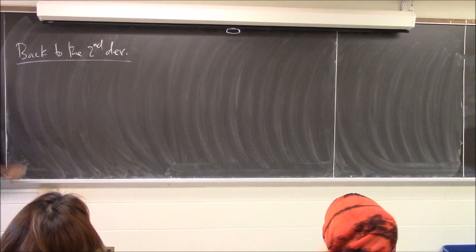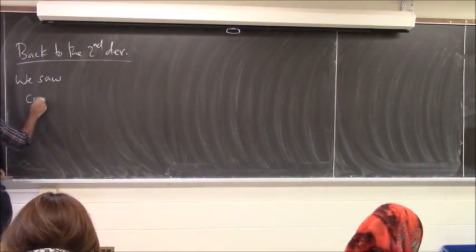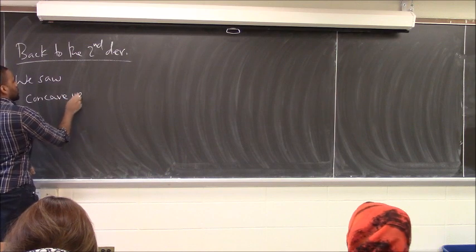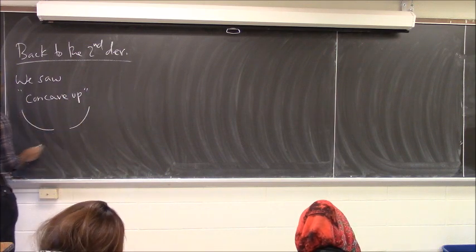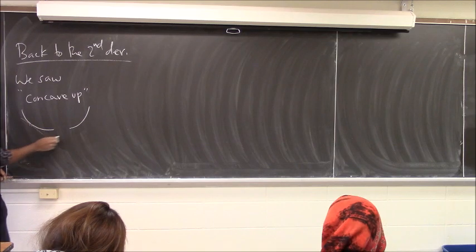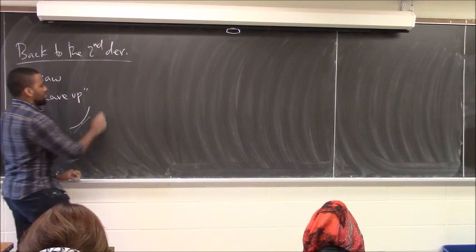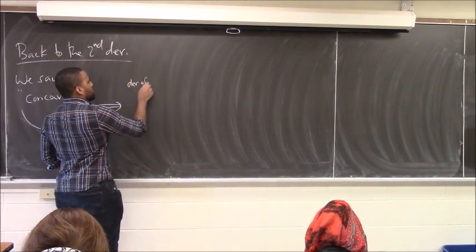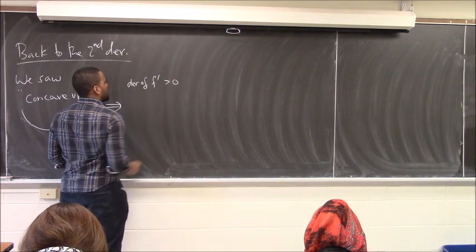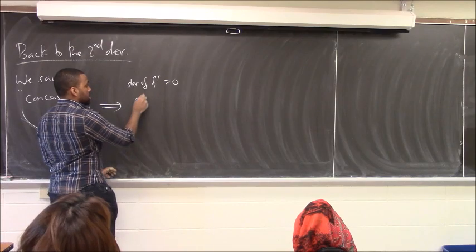Right? So we saw, if you were concave up, quote unquote, that refers to a shape like this, where the tangent line is always below the function. And so we saw concave up happens precisely when the derivative of f prime is positive, but we now know we can actually have a name for that. We call this the second derivative.